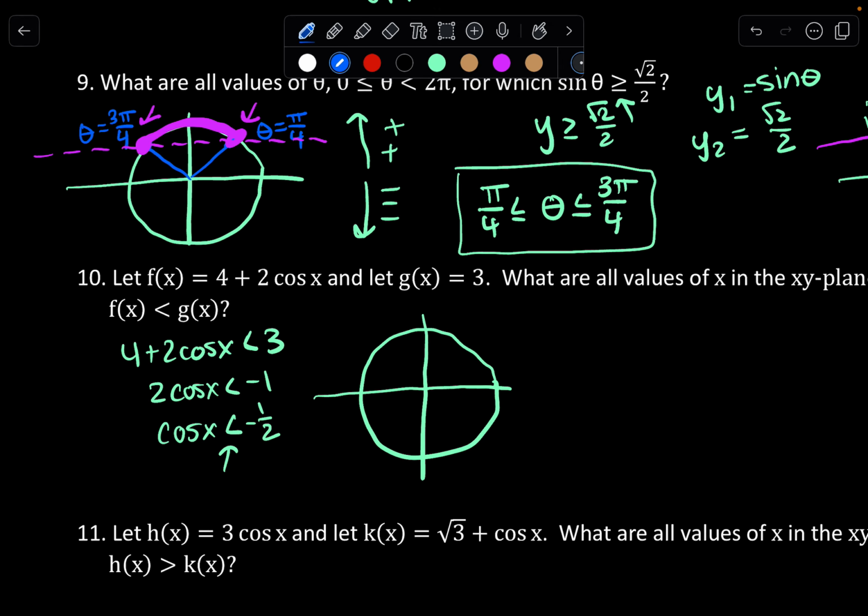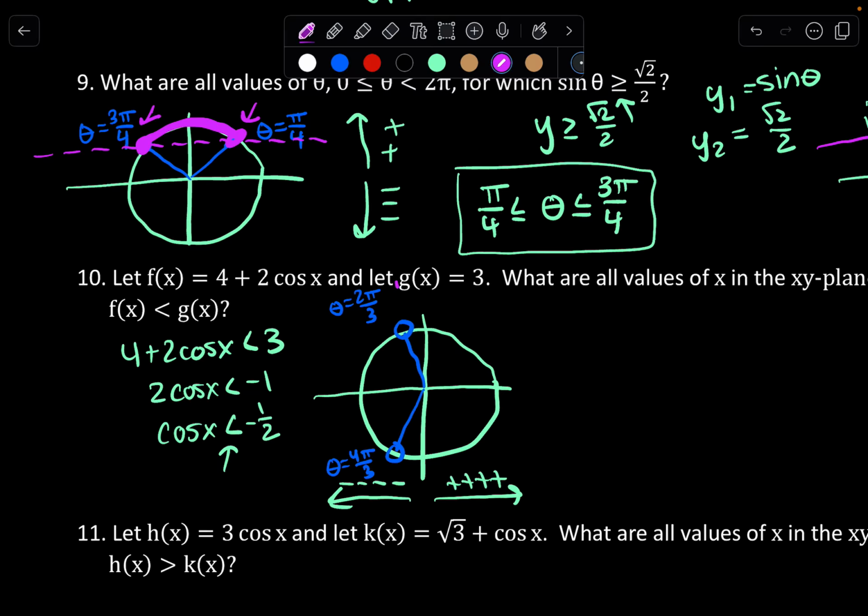So now, unlike the previous example where we were dealing with sine, where we were looking at the vertical relationship, we are now looking at the horizontal relationship. So as we travel to the right, x is getting more positive. As we travel to the left, x is becoming more negative. And the two angles that correspond with this are going to be here at 2 pi over 3 and here at 4 pi over 3. So theta is equal to 2 pi over 3, and in quadrant 3, theta is equal to 4 pi over 3.